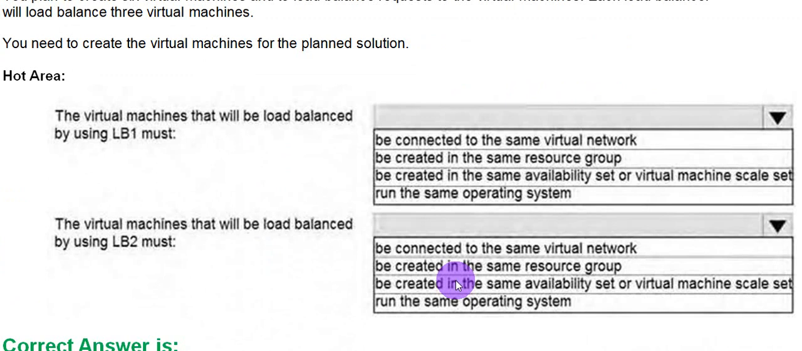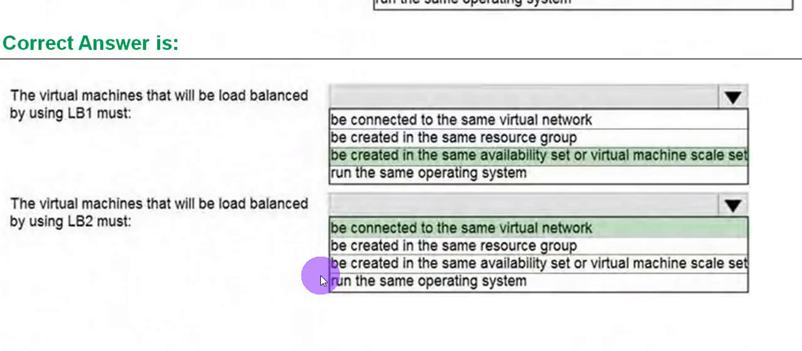This is the hot area. The virtual machines that will be load balanced by using LB1 must, and the virtual machines that will be load balanced by using LB2 must. This is the correct answer, the ones highlighted with green color.